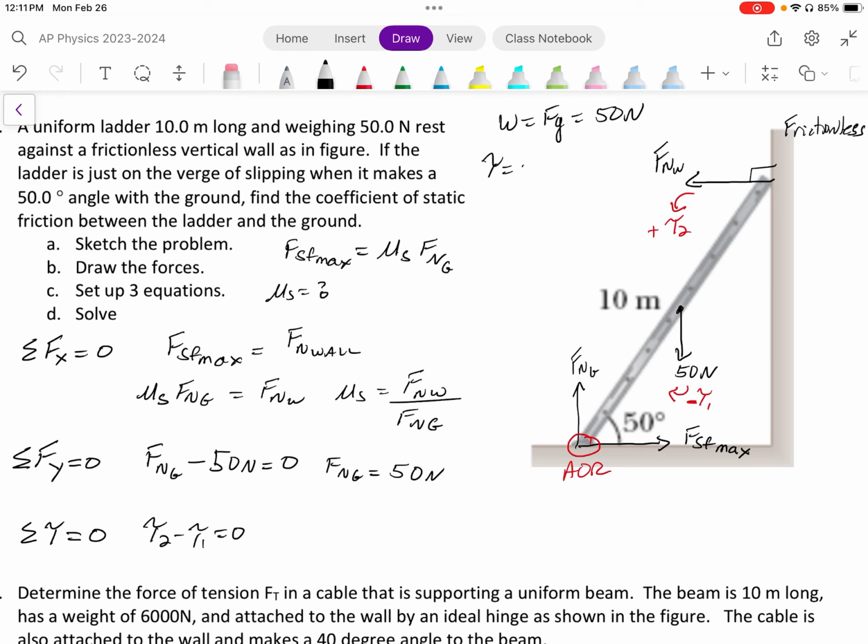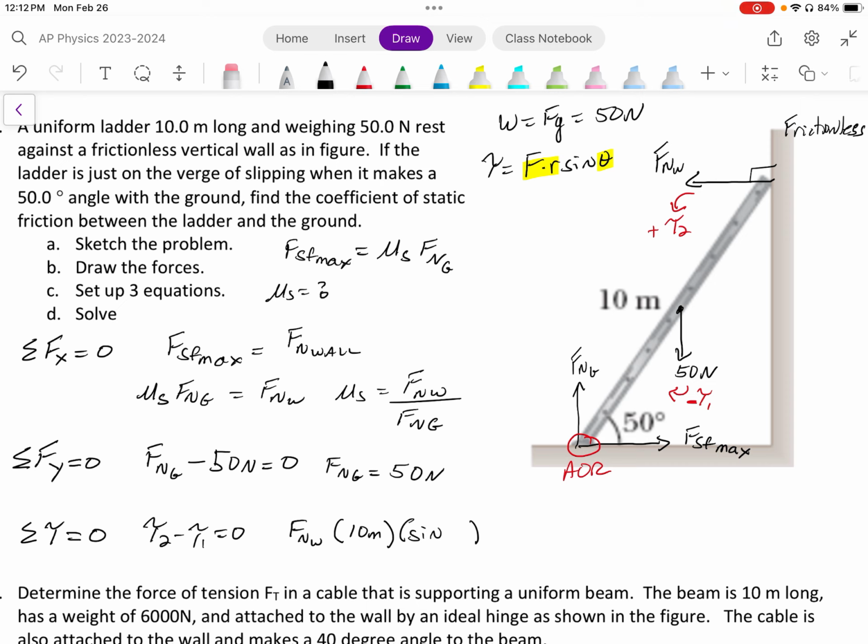Definition of torque is force times R times sine theta. Torque 2, which is positive, is the force normal from the wall. How far away from the axis of rotation is that? It's 10 meters. What is the angle? Sine theta. Theta is the angle between the F and R vector.